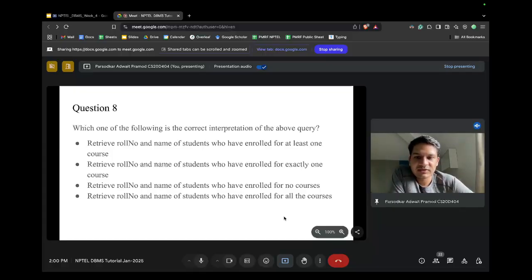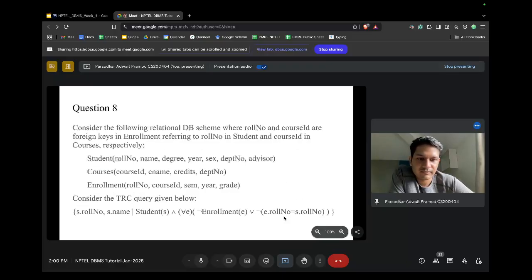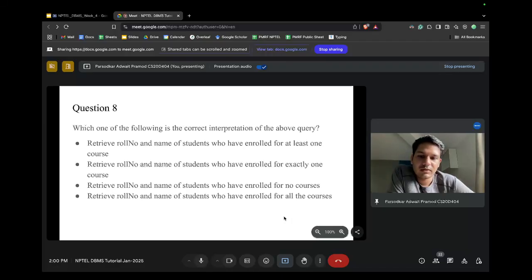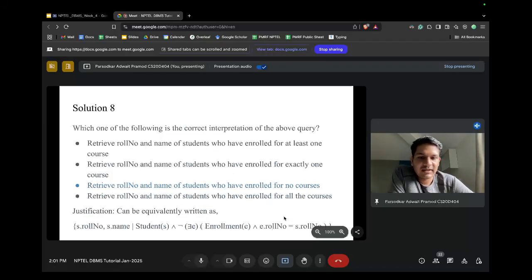So is it the details of students who enrolled for at least one course, for exactly one course, for no course, or for all courses? Okay, so the answer is that it corresponds to students who have enrolled for no courses. And an easier way to look at this is to actually bring out the negation sign.